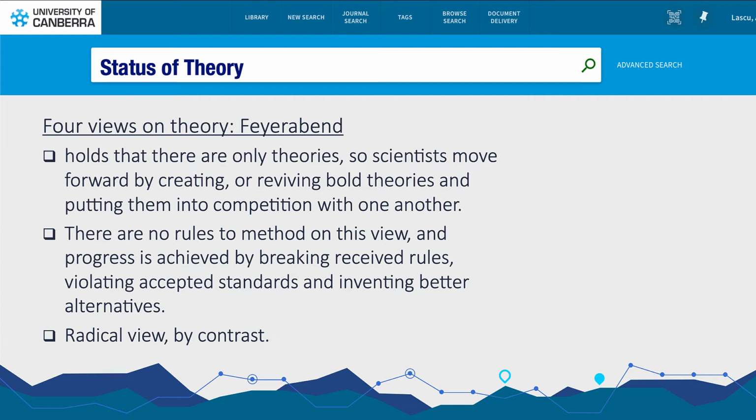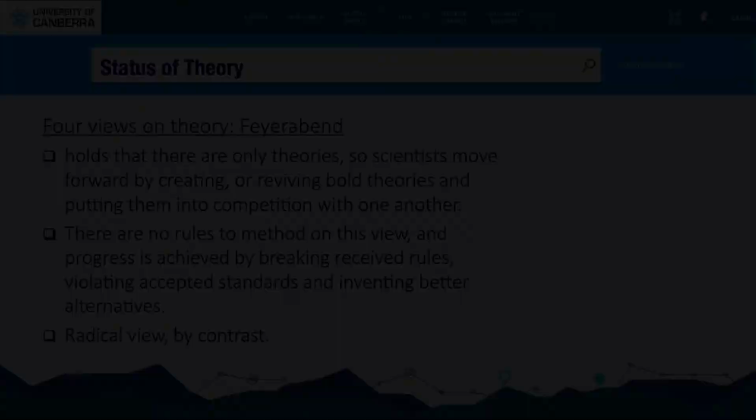So scientists move forward by creating or reviving bold theories and putting them into competition with one another. There are no rules to method on this view, and progress is achieved by breaking received rules, violating accepted standards, and inventing better alternatives. It's quite a radical view by contrast.